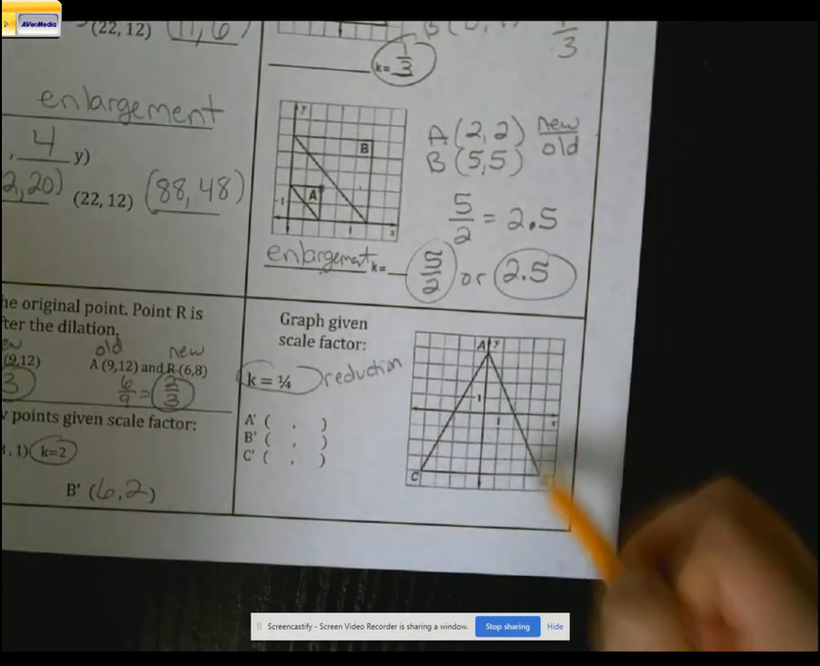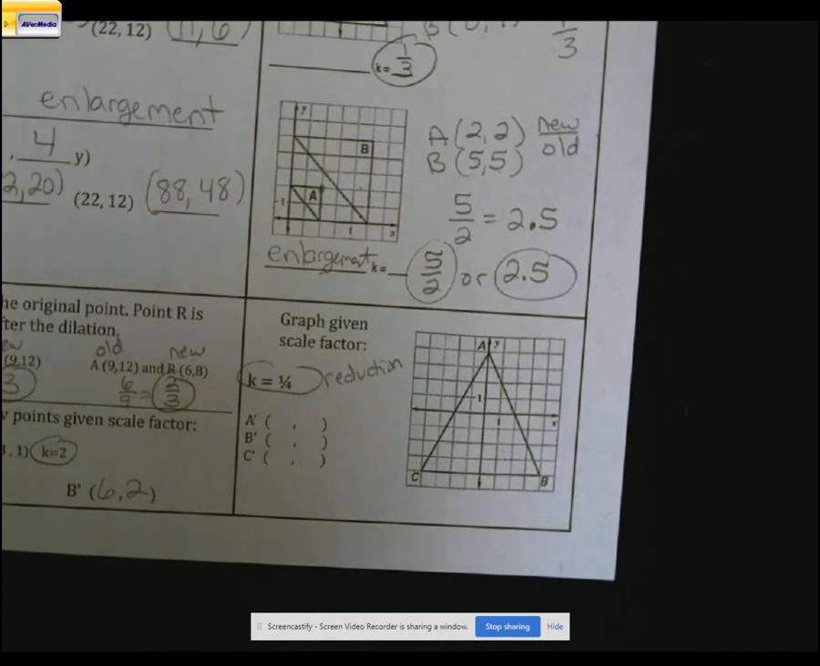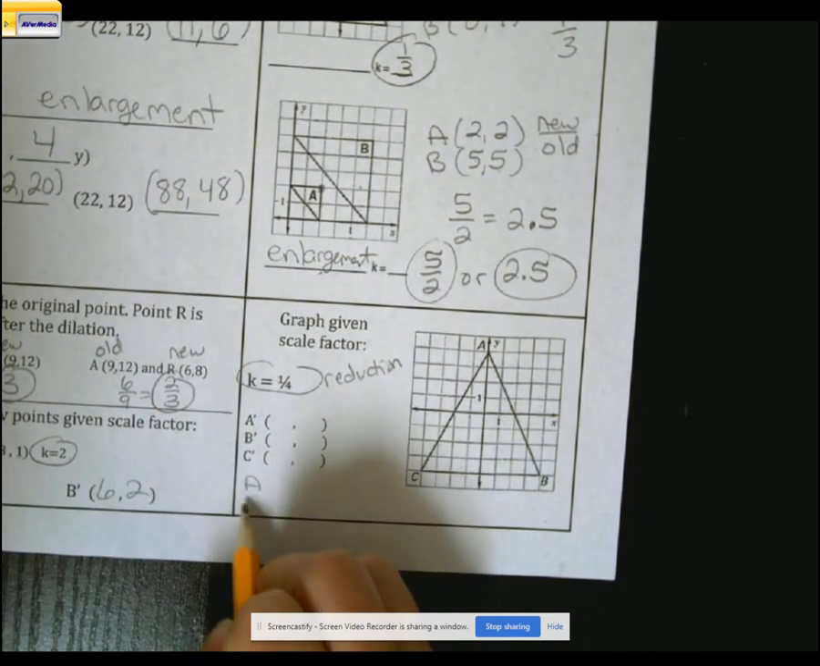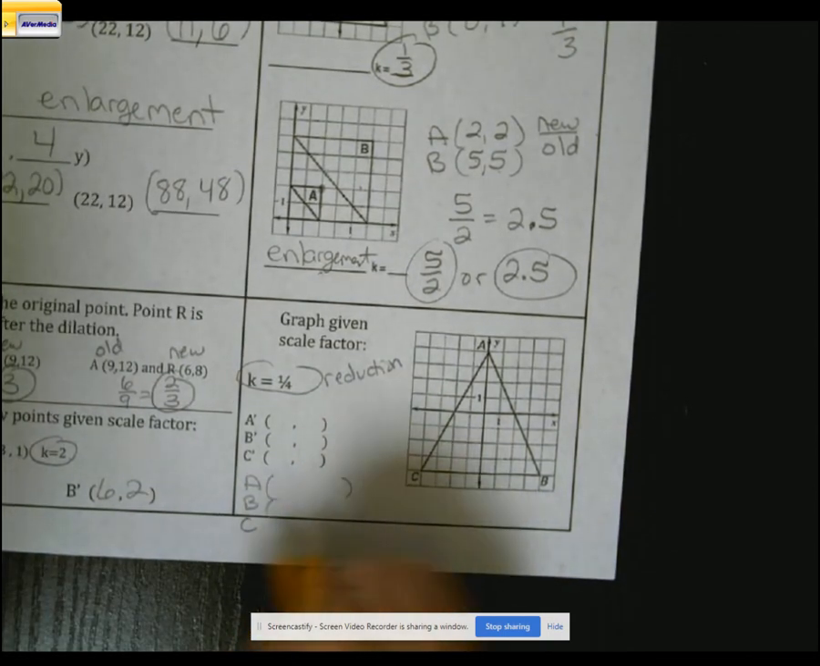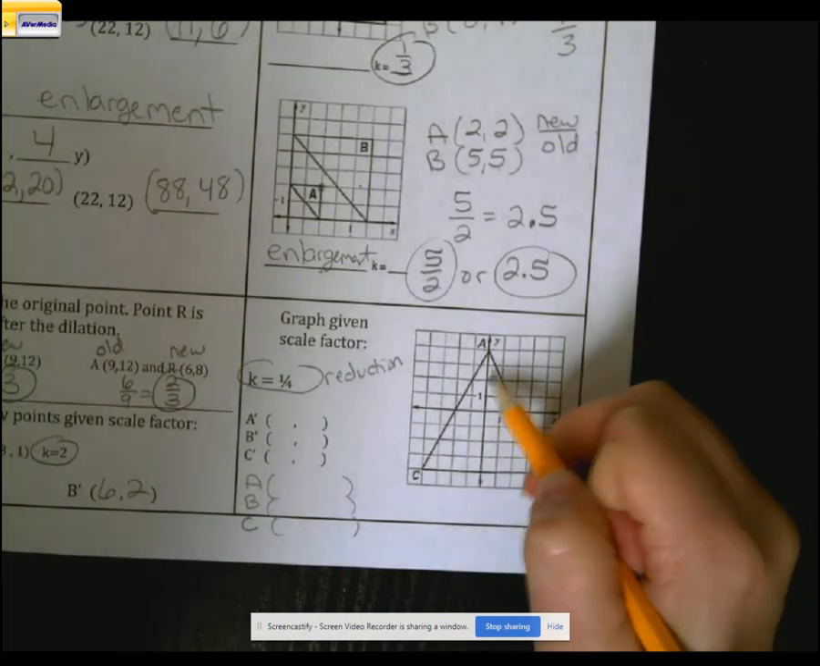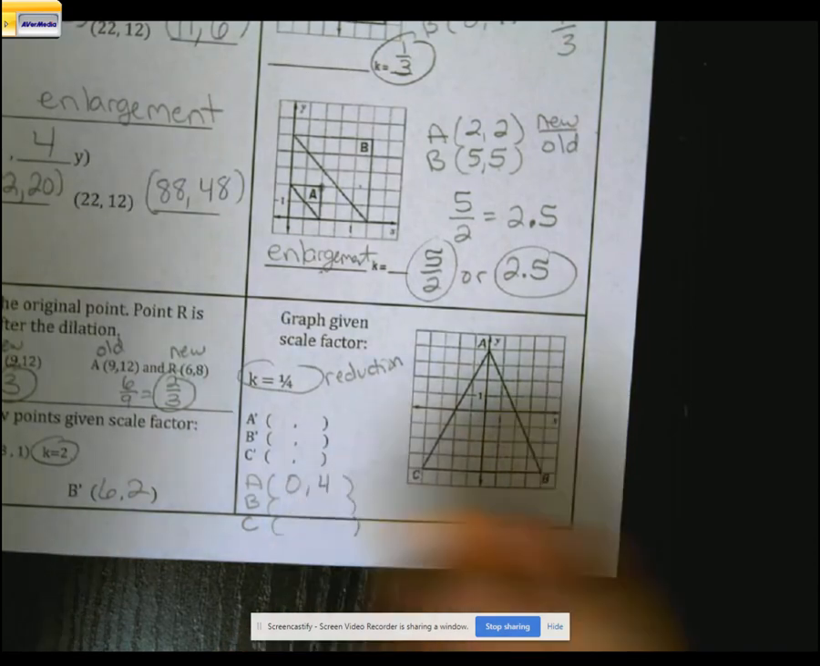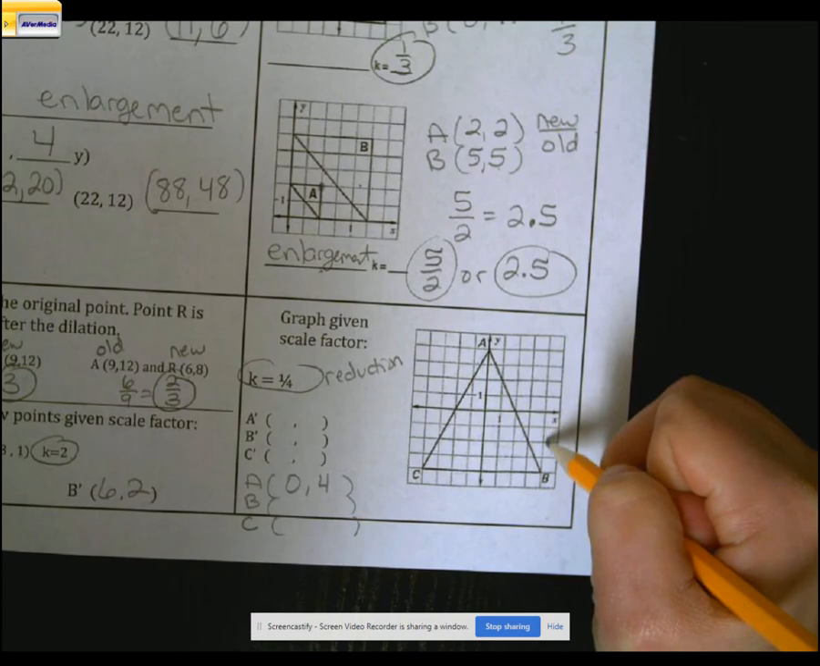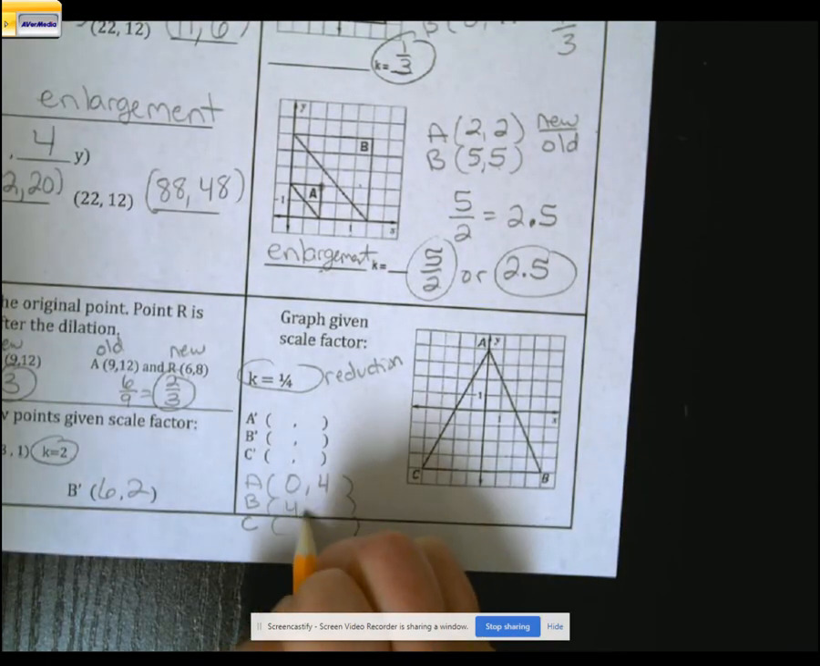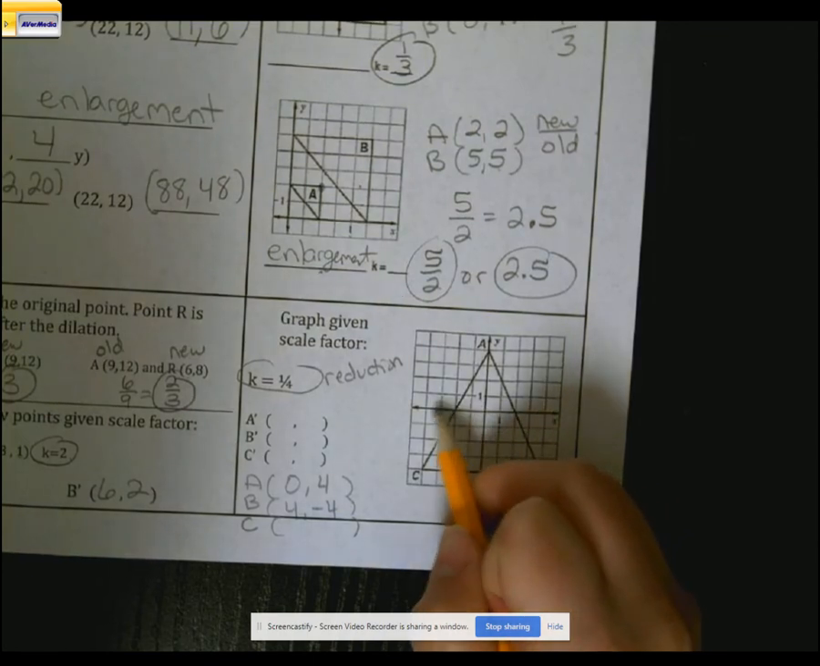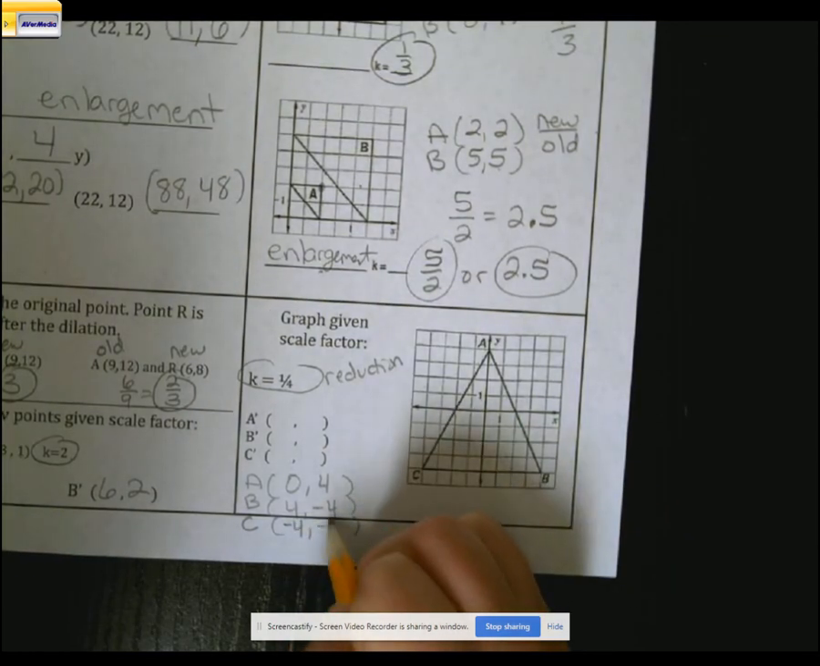So here's my triangle as it is right now. I want to see what it's going to be like when I reduce it by 1/4. So I'm going to write down my ordered pairs as they are right now. A is at 0, 4. B is at 4, negative 4. C is at negative 4, negative 4.